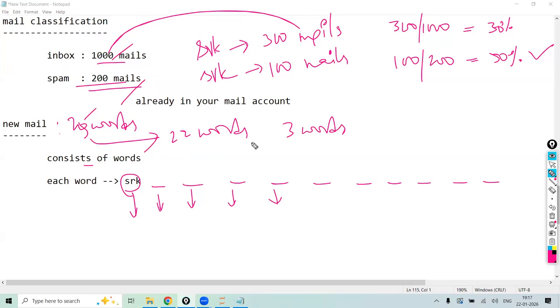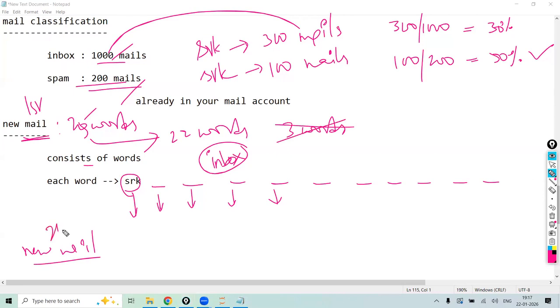Now, again, you are going to receive a new mail. Assume this is the first mail you have received, the new future mail. In this, 25 words are there, of which 22 words are available already. And from these 22 words you have finalized that it is a positive one. Positive one means inbox. Since 3 words are not available, you have ignored them, and based on the 22 words, you have classified this one as inbox.